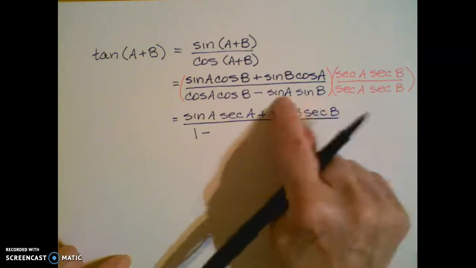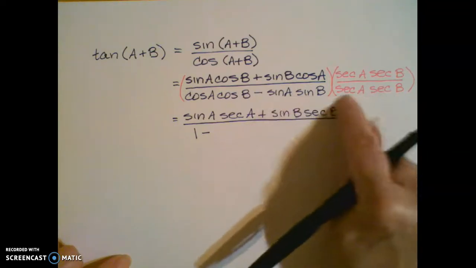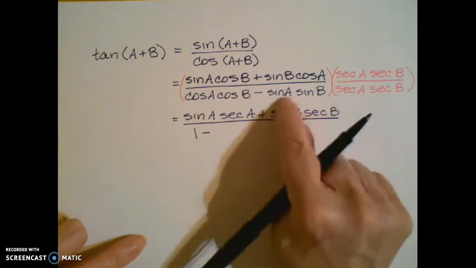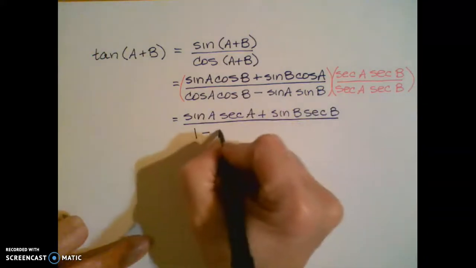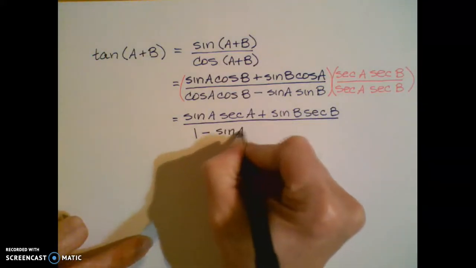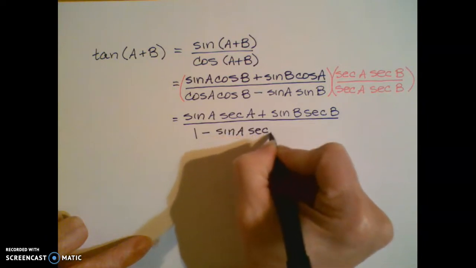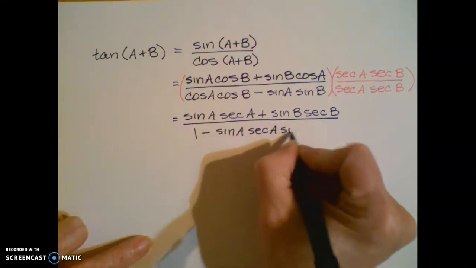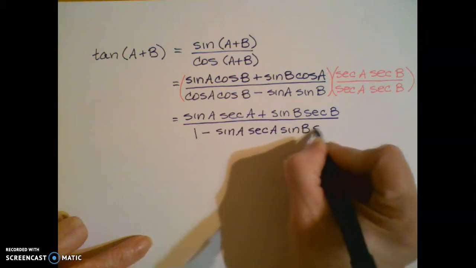Now in the case of the second term, there isn't anything that's going to cancel. There's no cosines in this second term that would cancel either of the secants. So here I'm just going to rearrange terms. Got the sine of A times the secant of A times the sine of B secant of B.